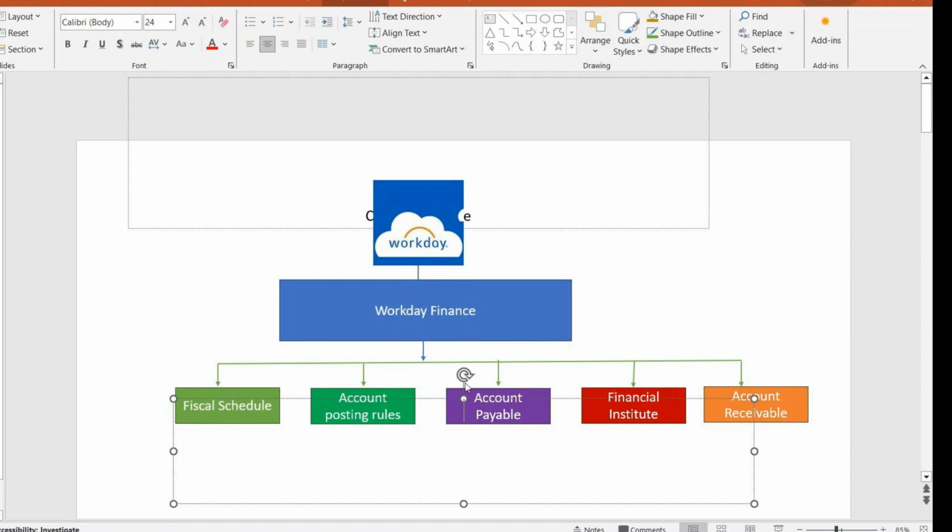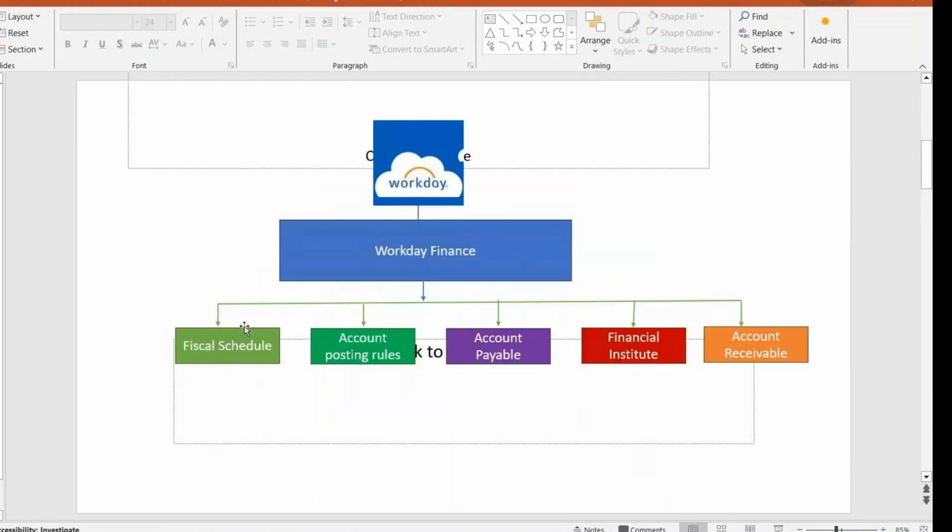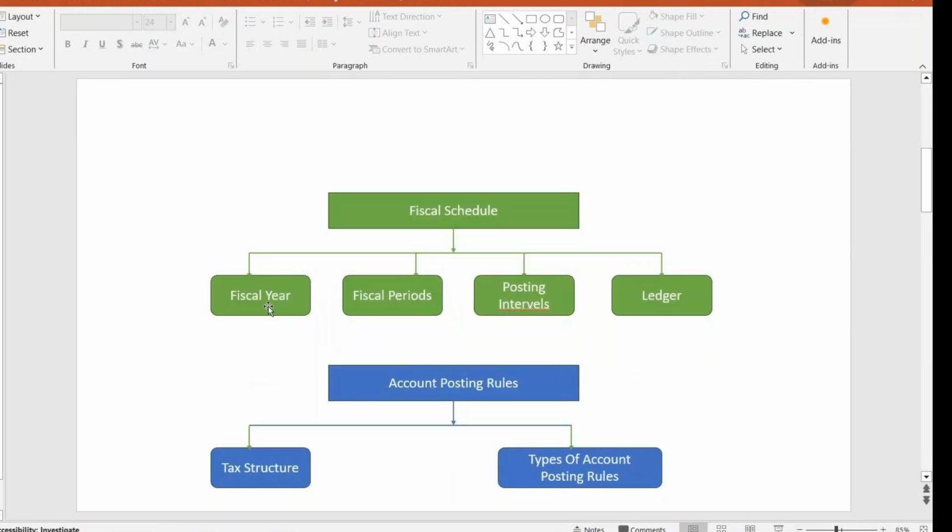So AP and AR, similarly financial institution, account posting rule, fiscal. So I've just given another structure here. Once you hear, I was talking about the fiscal schedule. This is the first topic in the finance module, the fiscal schedule. What will be there in the fiscal schedule means it has fiscal year, fiscal periods, posting intervals, ledgers. Whoever has an accounts background knows what a ledger is.